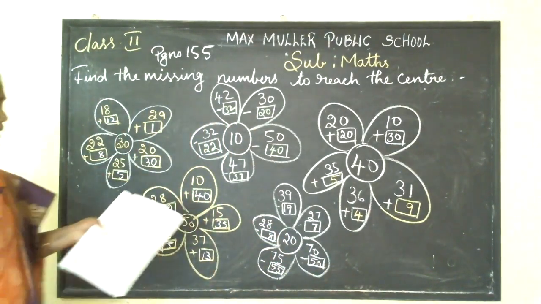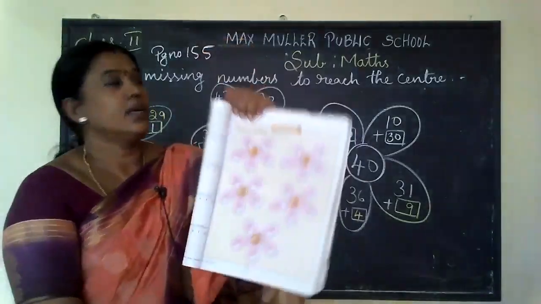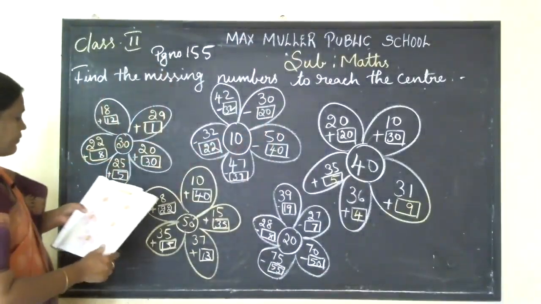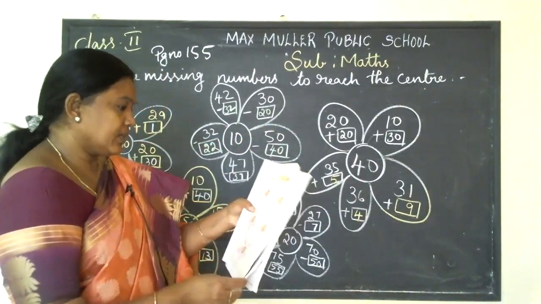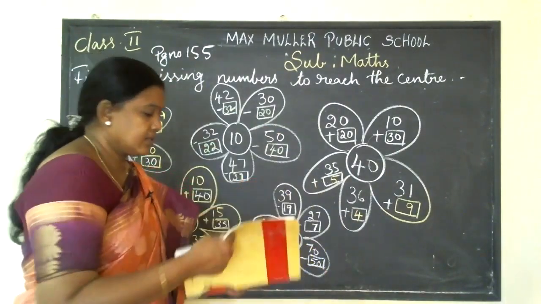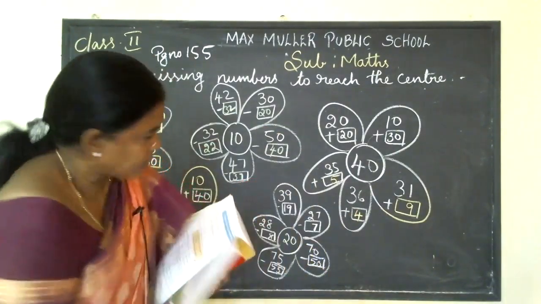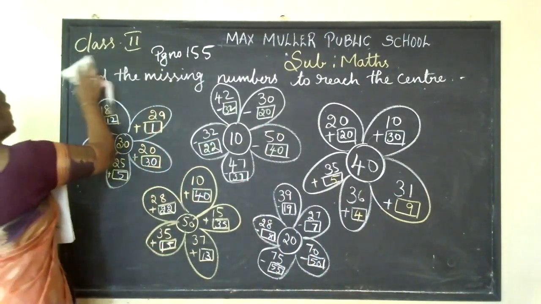Understood, children? This is worksheet main. Find the missing numbers to reach the center. This main in worksheet also I gave, no, children. For that I did explanation. Next page, now we will go to multiple choice questions. Next page, go to next page. Pick the correct answer. Is there, no? We will finish it that.